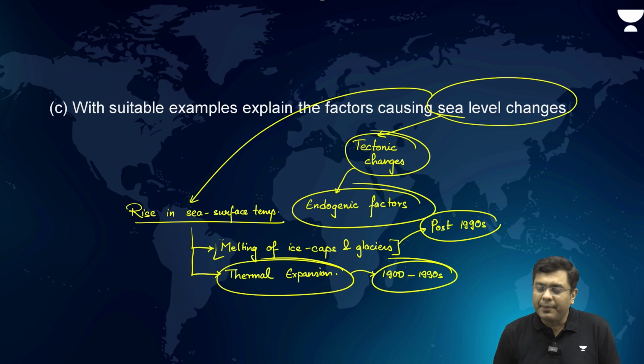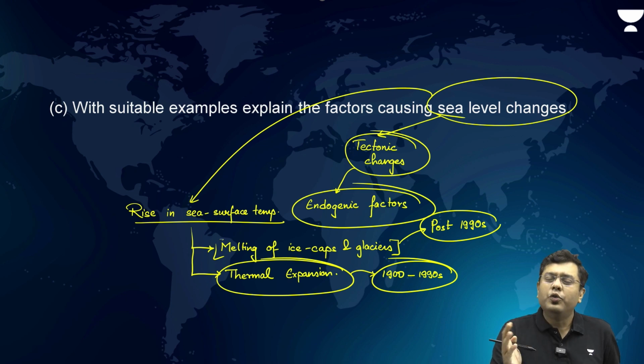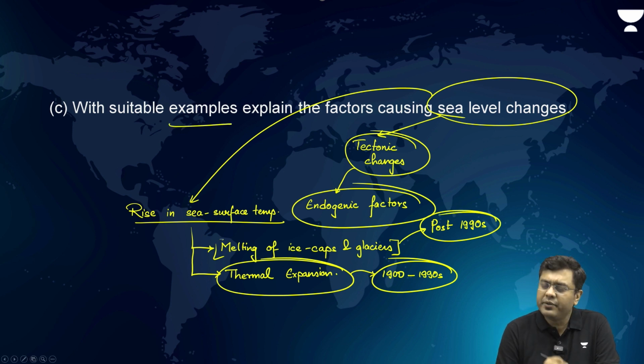Now, this is something which has been indicated by the WMO report as well, the World Meteorological Organization report about the oceans. You could highlight that particular report also if you are aware, but that is something that you would have read in your sessions also, in the portion of environment and ecology. This is something that would have been covered. So, here again, it won't have been very difficult. So, here suitable examples you can talk about.